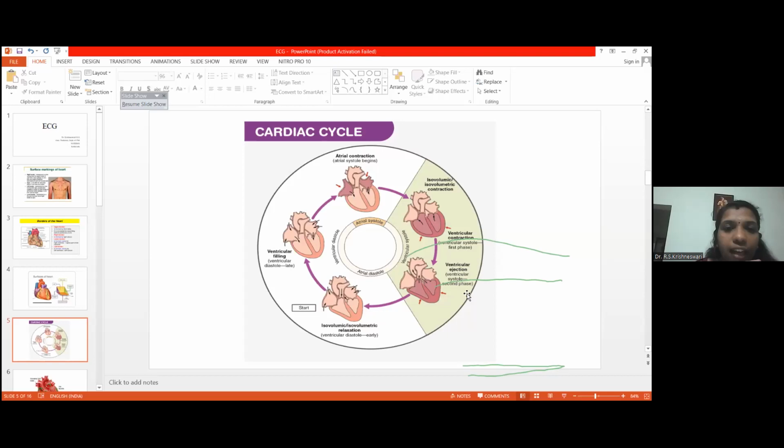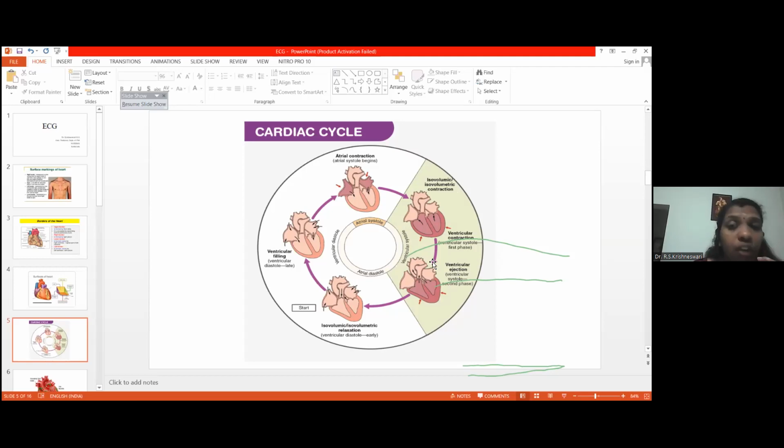When the pressure inside the ventricle increases, the pressure in the aorta and pulmonary artery is less than that of the ventricles. Blood tends to flow from the high pressure area to the low pressure area. So the aortic valve and pulmonary valve open and the blood from the ventricle flows towards the aorta and the pulmonary artery. This is known as the ejection phase. Isovolumetric contraction and ventricular ejection constitute the ventricular systole.